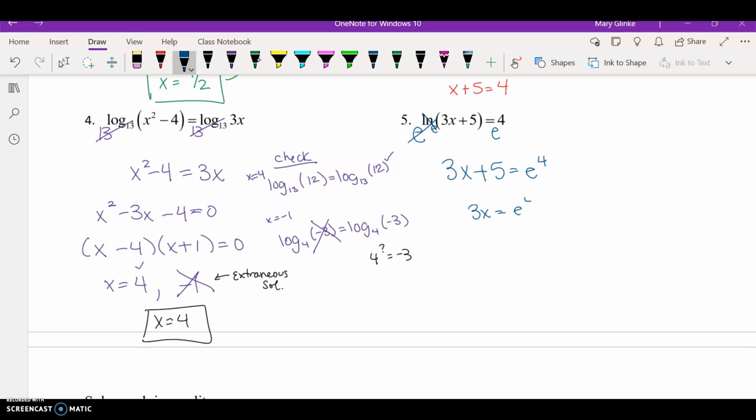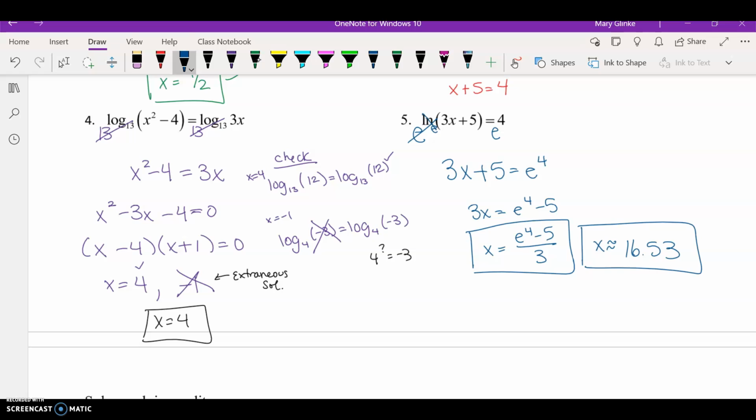We can go ahead and subtract 5 from both sides, and then go ahead and divide by 3. Now this would be your exact answer. If you need an approximate answer, you can type this in on your calculator to get about 16.53. Now if you plug these back in here, you will see that you do not have a negative inside there, so it ends up working out.